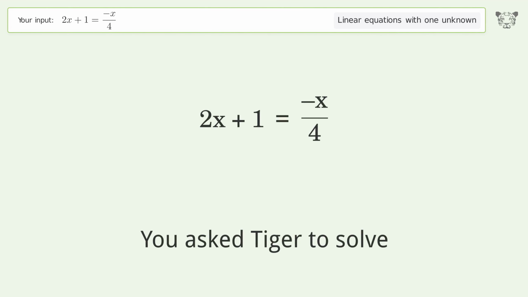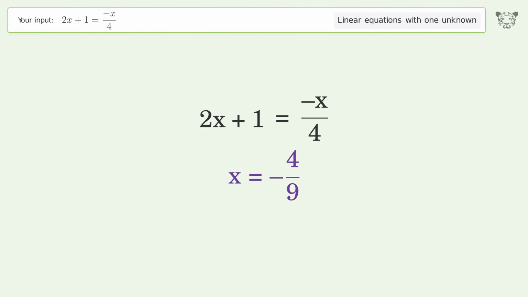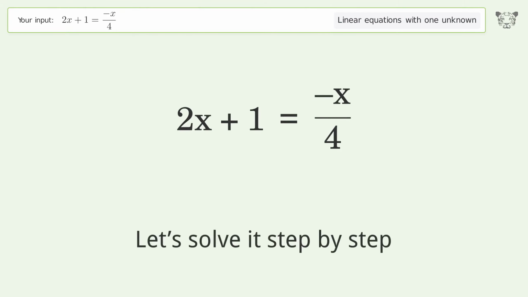You ask Tiger to solve. This deals with linear equations with one unknown. The final result is x equals -4/9. Let's solve it step by step.